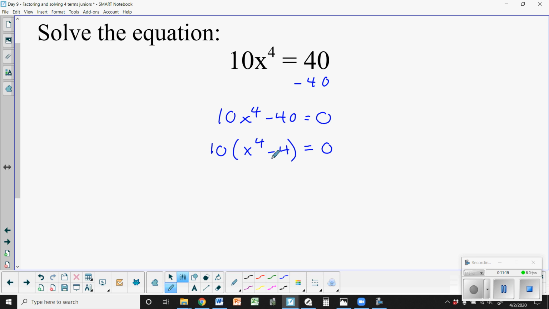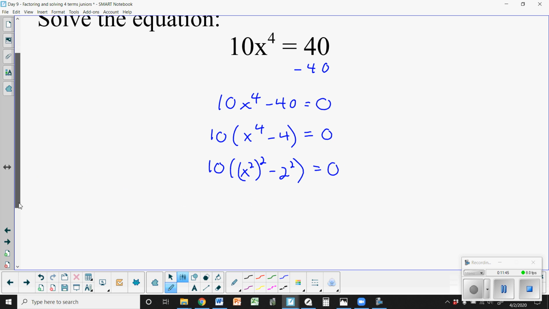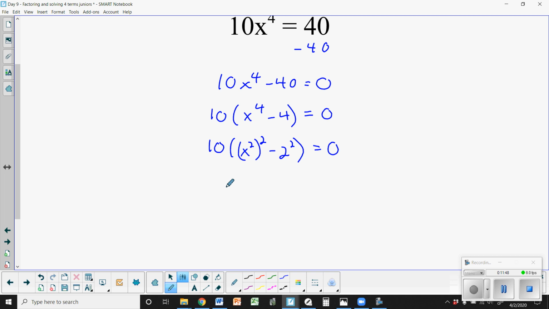Because I see I have two terms, so I'm thinking special cases. And we just talked about difference of squares. It's not a cube. So let's try to rewrite this. So this 10 outside here, we have x squared and then squared. 4 is the same as 2 squared. So minus 2 squared equals 0. Again, we're solving this. And then let's rewrite that. So now we have x squared minus 2 as one factor and x squared plus 2.